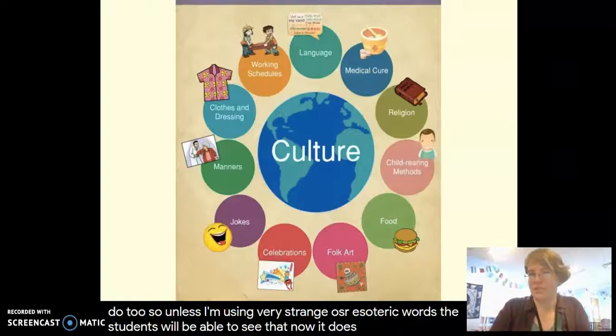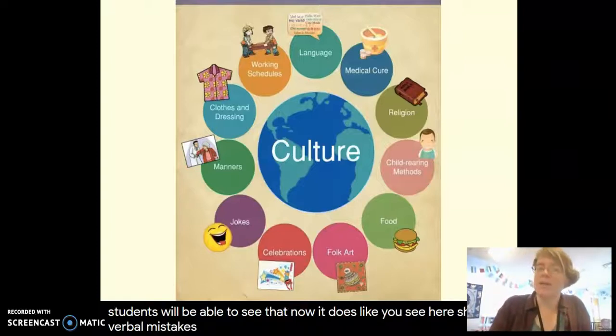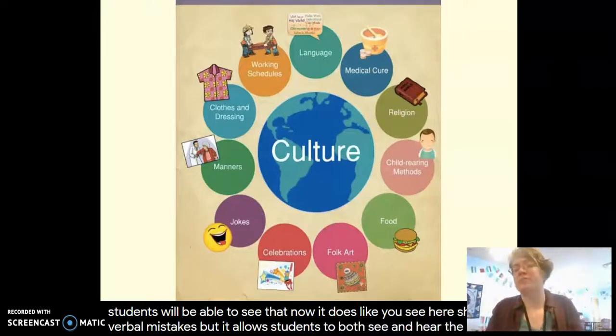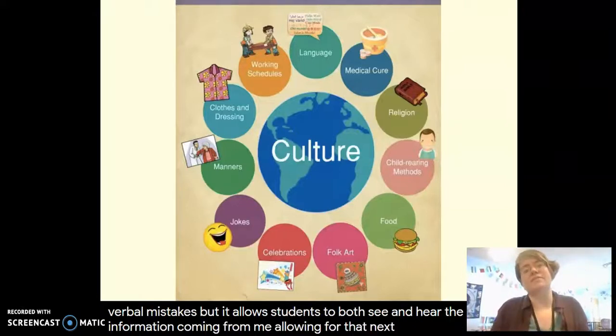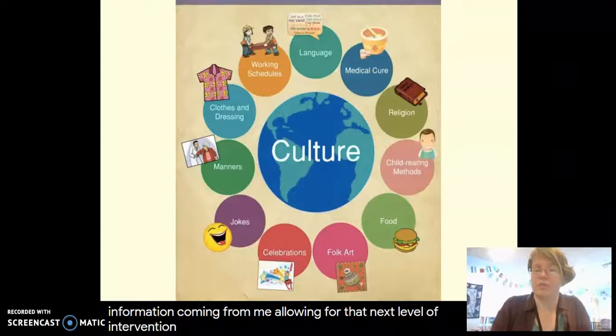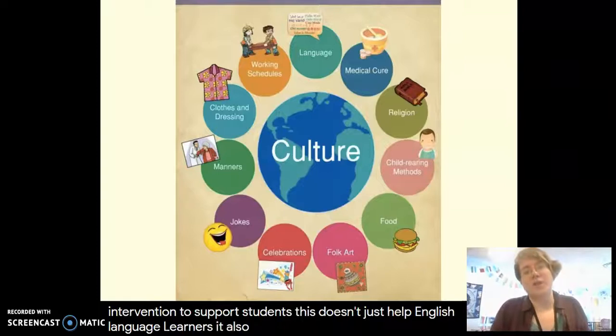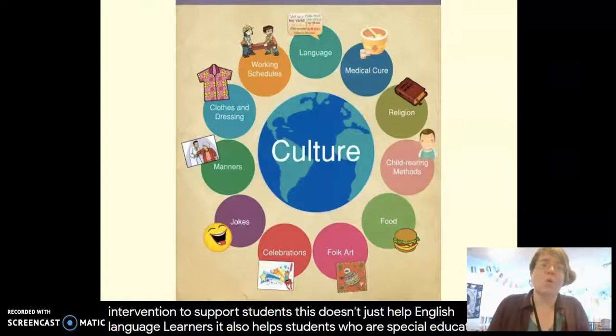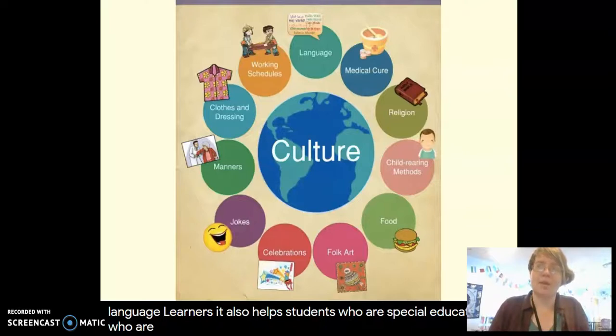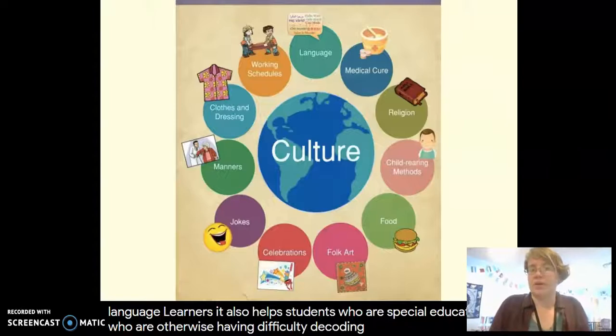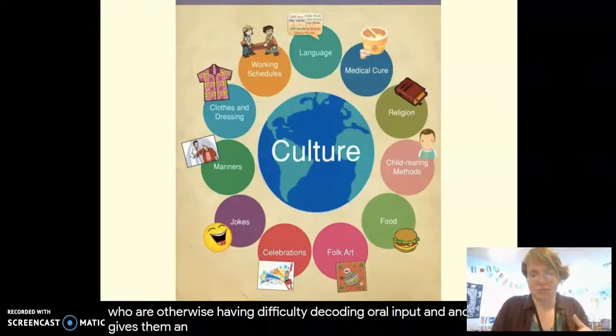Now it does, like you see here, show verbal mistakes, but it allows students to both see and hear the information coming from me, allowing for that next level of intervention to support students. This doesn't just help English language learners, it also helps students who are special education or who are otherwise having difficulty decoding verbal or oral input, and gives them an extra chance.